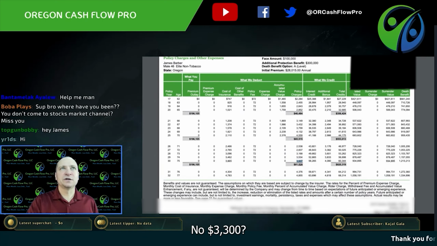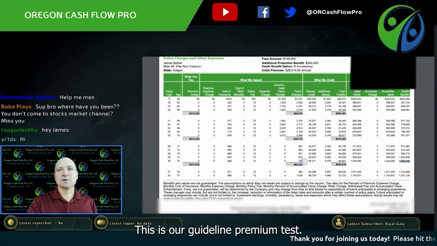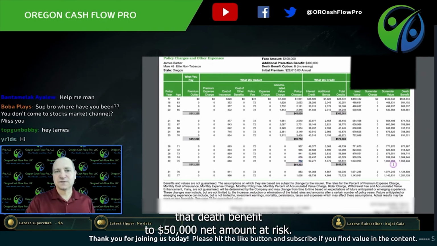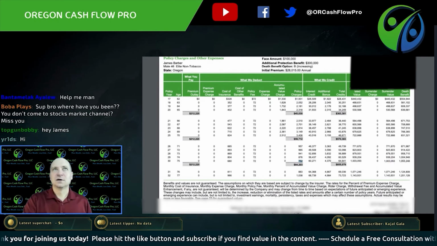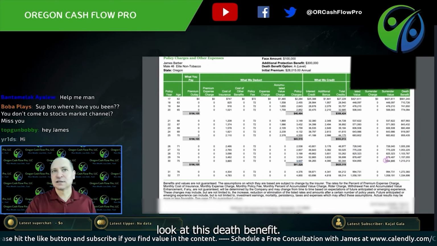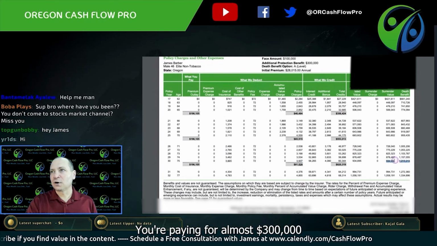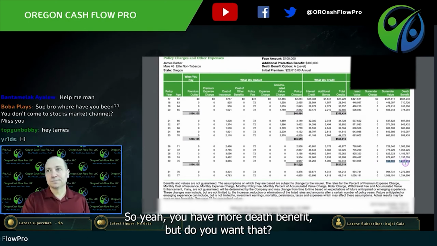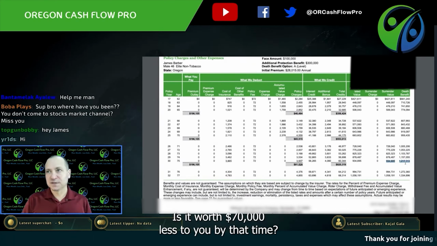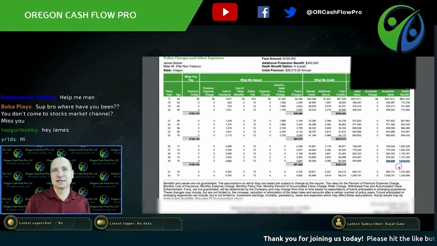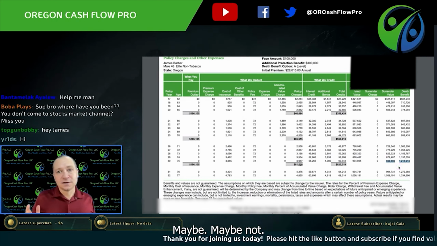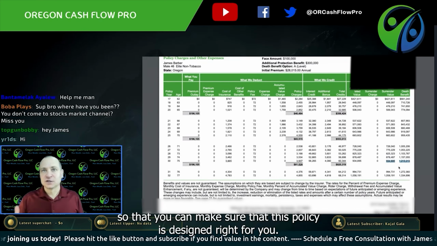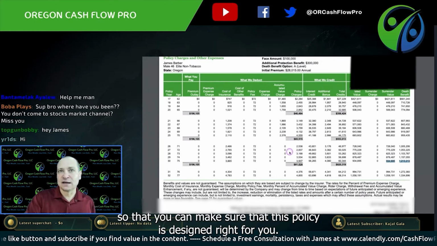Now, $3,300. Let's go back to this one. This is our guideline premium test. We're at $752 in expenses because we were able to reduce that death benefit to $50,000 net amount at risk. With the cash value accumulation test, look at this death benefit. You're paying for almost $300,000 in death benefit. So yeah, you have more death benefit, but do you want that? Do you want more death benefit? Is it worth $70,000 less to you by that time? Maybe, maybe not. Only you get to decide that. But it helps if you know all of these pieces and how they fit together so that you can make sure that this policy is designed right for you.